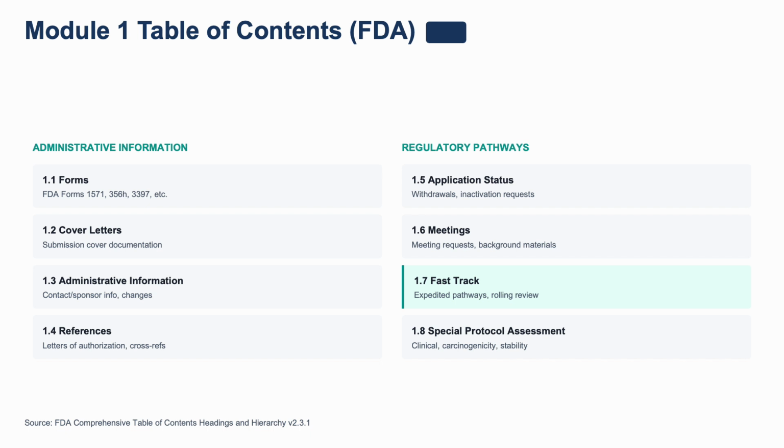Section 1.4 covers references including letters of authorization and cross-references to previously submitted information. Sections 1.5 through 1.8 address regulatory pathway information including application status for withdrawals and reactivations, meetings for FDA interaction documentation, fast track for expedited pathway requests, and special protocol assessment requests for clinical, carcinogenicity, and stability studies.